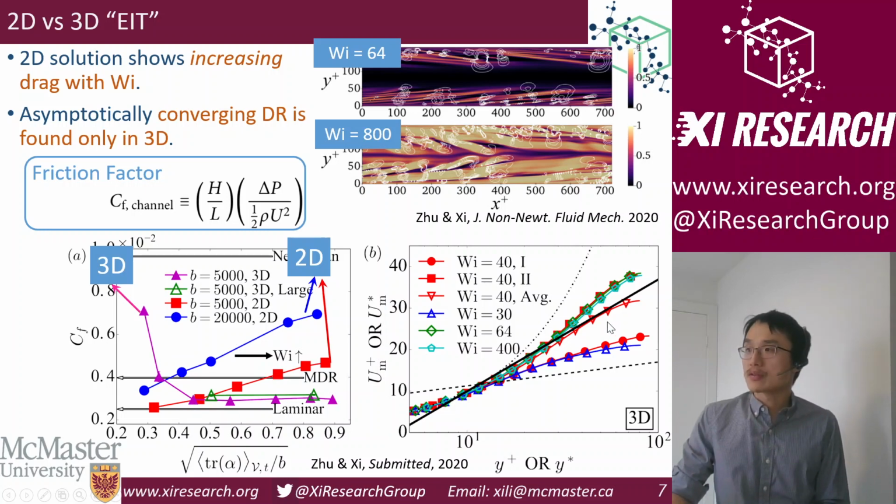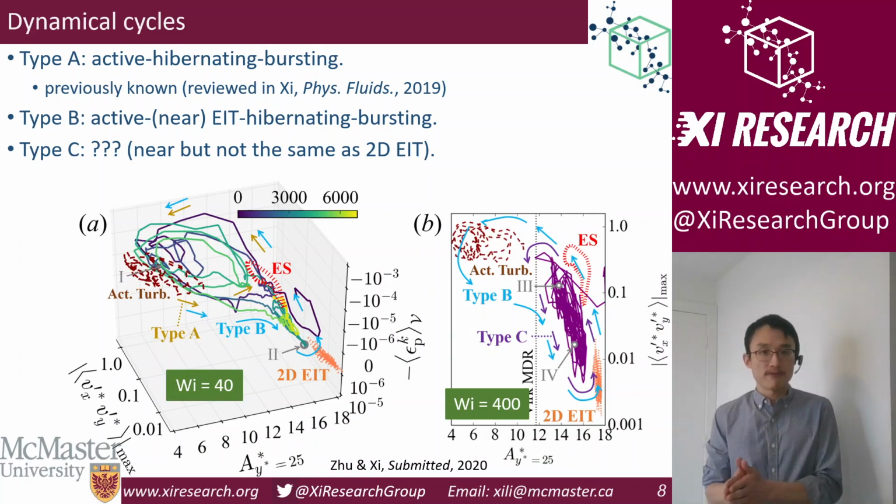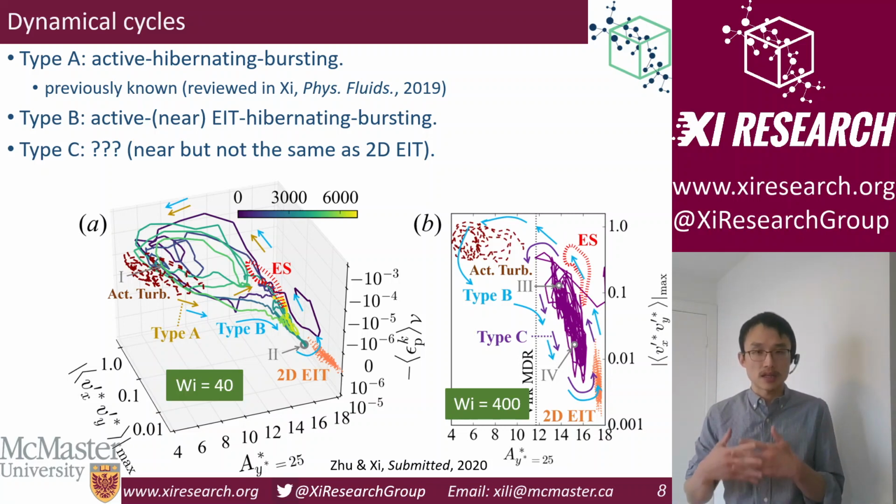Right, and we can see that for this 3D solution, the mean velocity profiles also collapse together at a high enough Weissenberg number. So that's the take-home message. We can only have a converged mean flow in 3D flow. So the 2D EIT, it at least is not a simple answer.